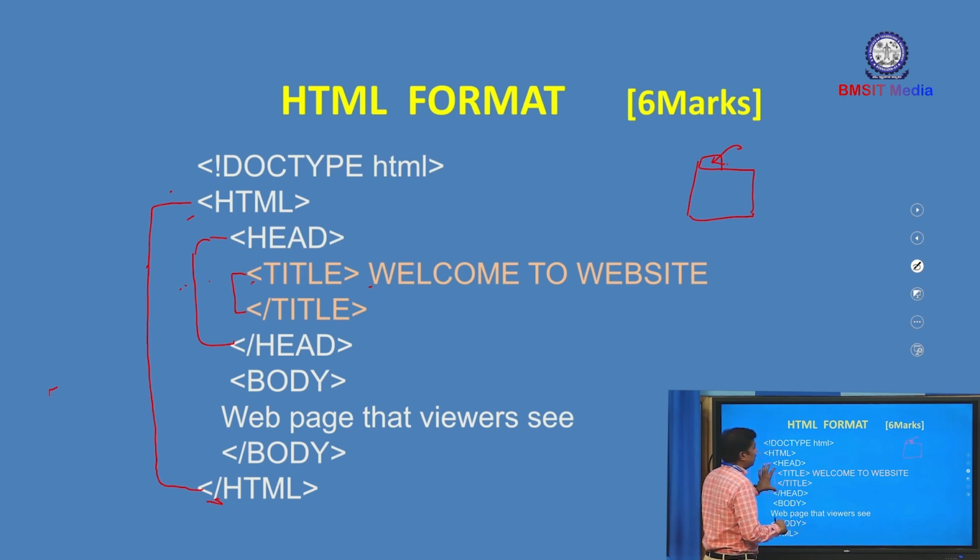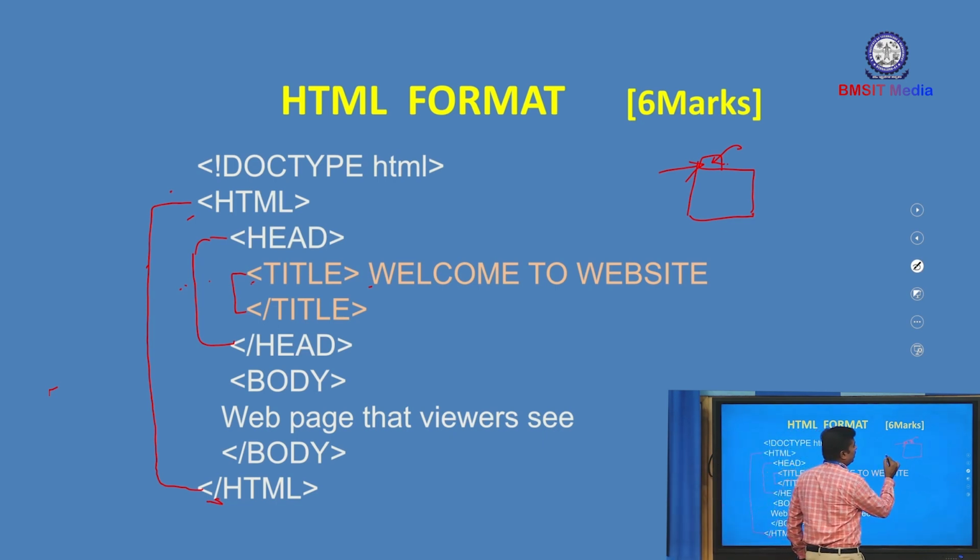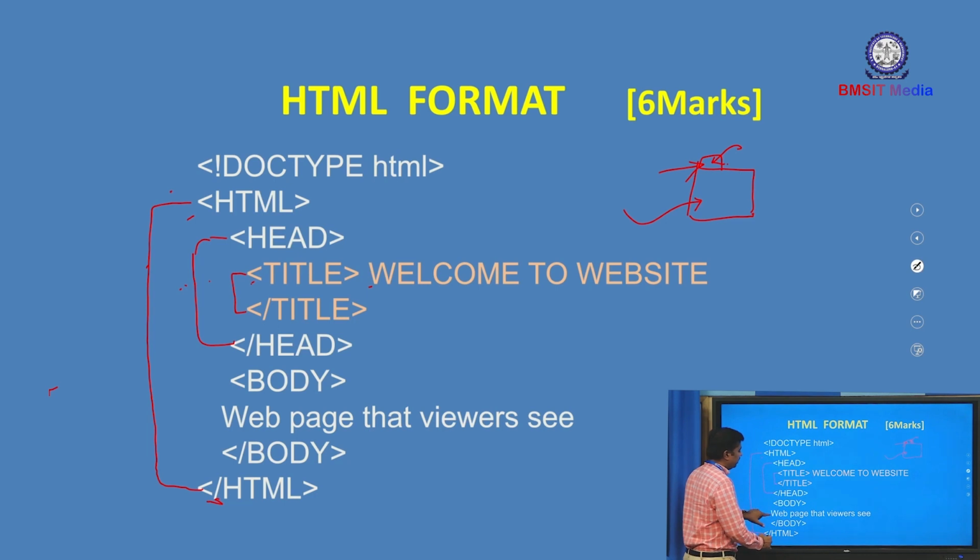Next, since it is written at the top, it is called the header, or head. Next, the body: whatever you write, the web page content that viewers can see, which is enclosed in the tag called the body tag. So this is the basic format of our HTML.